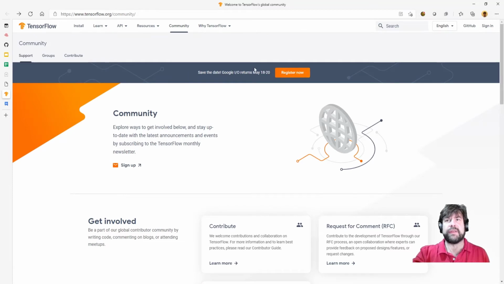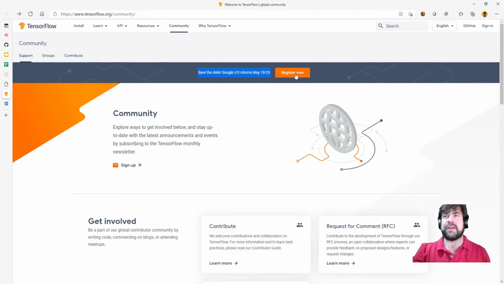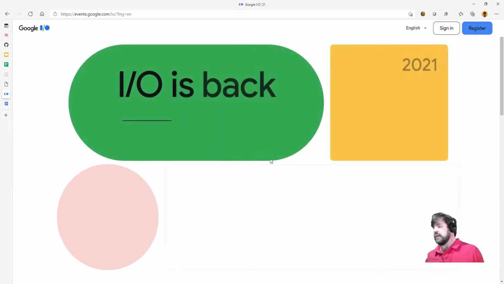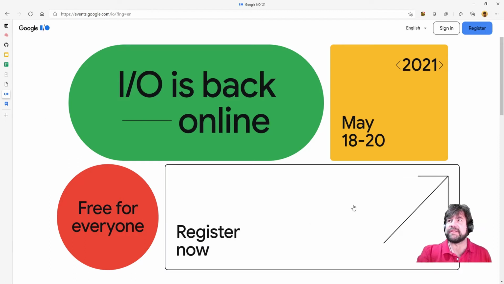And here's another way that they actually interact. They have conferences like Google I/O on May 18th through 20th that you can actually register for and attend. So on top of all these other online ways of attending, and I'm not sure whether this may actually be online this year as well, on top of everything else, they also have conferences where you can go out and interact as well. And it's back online. Free for everyone. Register now. I think it's online, so you don't have to buy a plane ticket or anything.